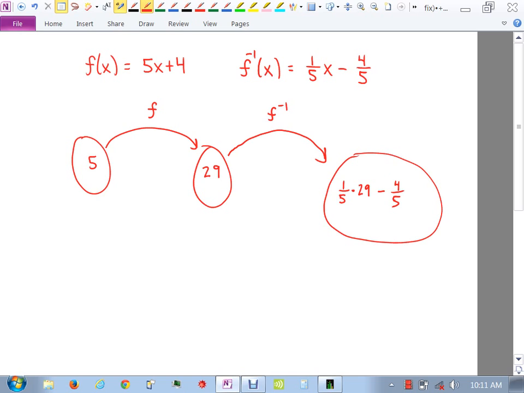Do y'all see what I'm saying? But 1/5 times 29, that's the same as 29 over 5, isn't it? Minus 4 over 5. They have the same denominator. So you get 25 over 5, which is 5. So it works.